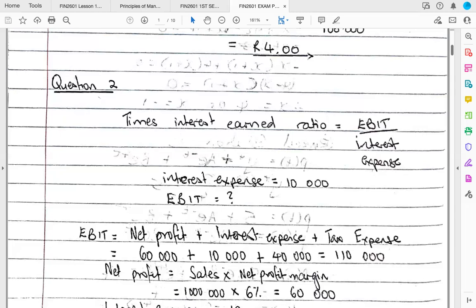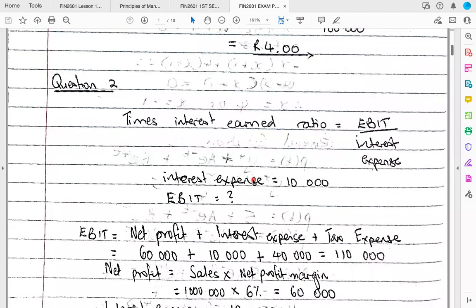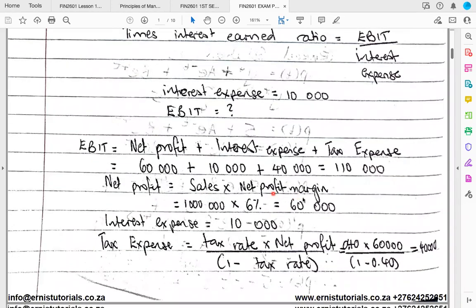Okay, so let's continue. We want to get our EBIT, and we've said that our EBIT is equal to the net profit plus the interest expense plus the tax expense, right? We can calculate our net profit by simply using the net profit margin. The calculation is simply our sales multiplied by our net profit margin, and the answer we get is our net profit. In this case, it's 60,000. And our interest expense, we've already been given, is 10,000.